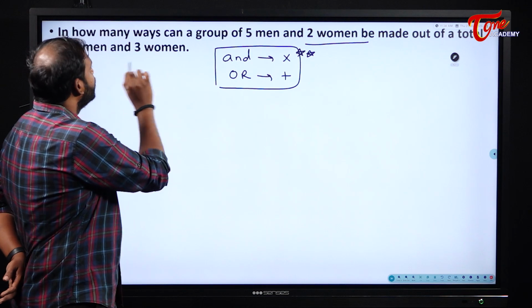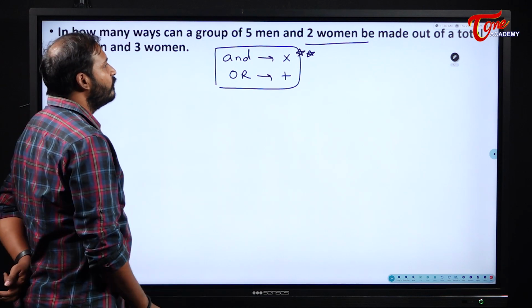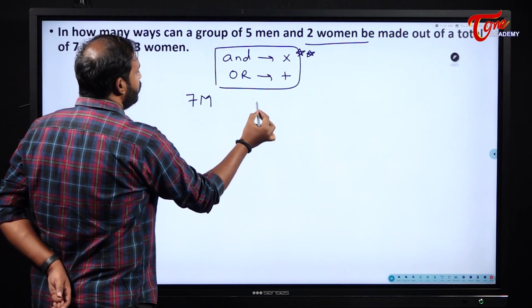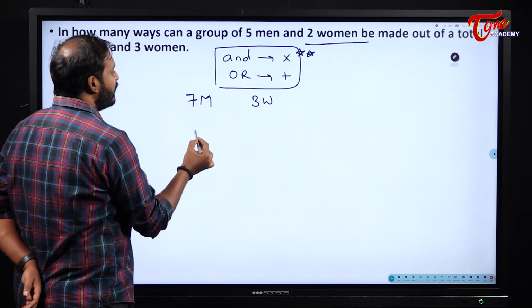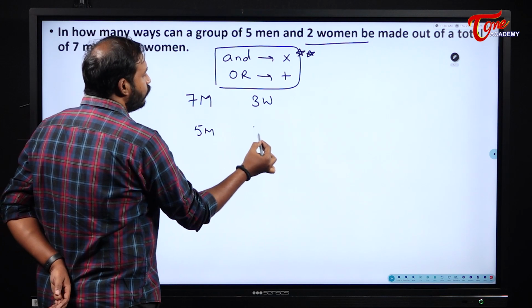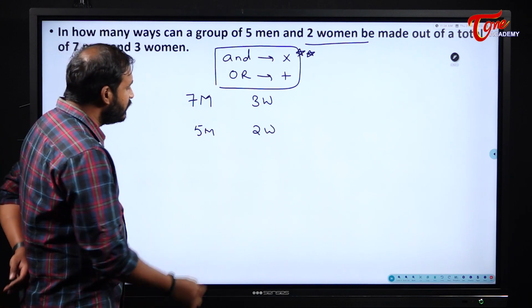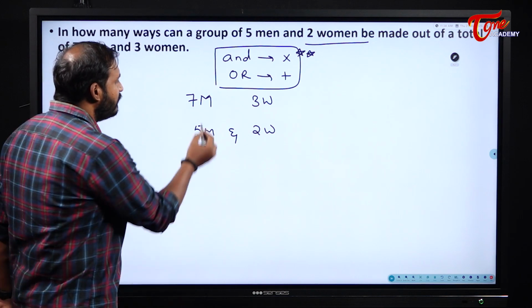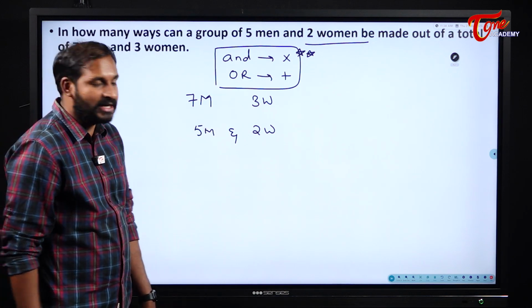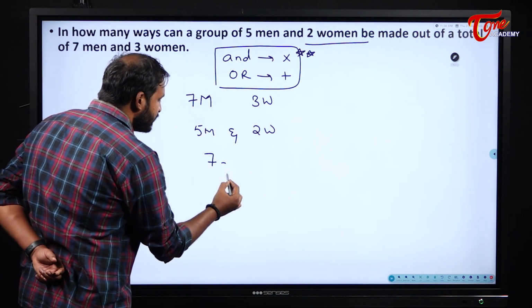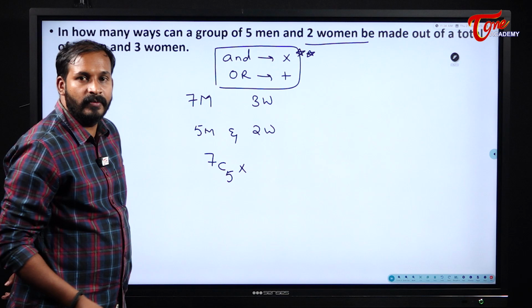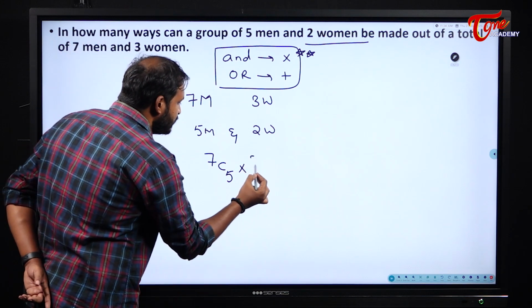Now see here. In how many ways can a group of 5 men and 2 women be made out of a total of 7 men and 3 women? From them I need to pick 5 men and I need to pick 2 women. So 5 men from 7 men, in how many ways can I select? 7C5 into, 'and' means into, from 3 women I need to pick 2 women, 3C2.